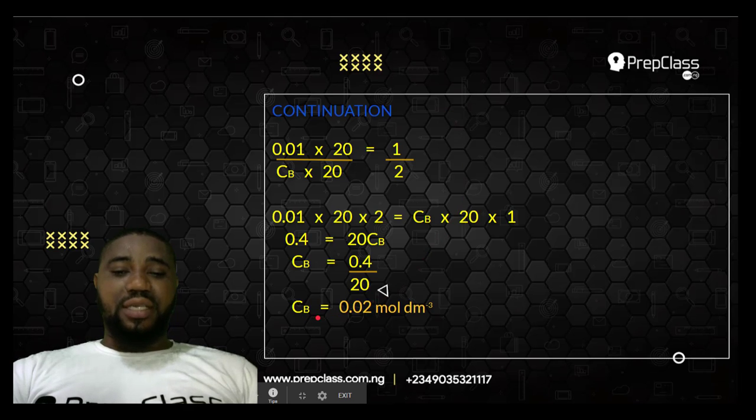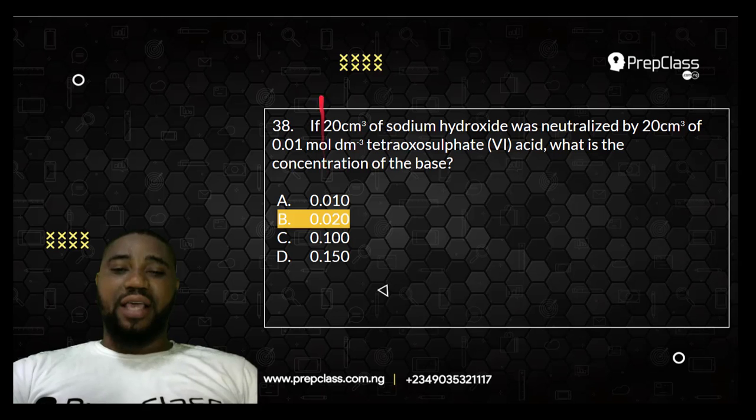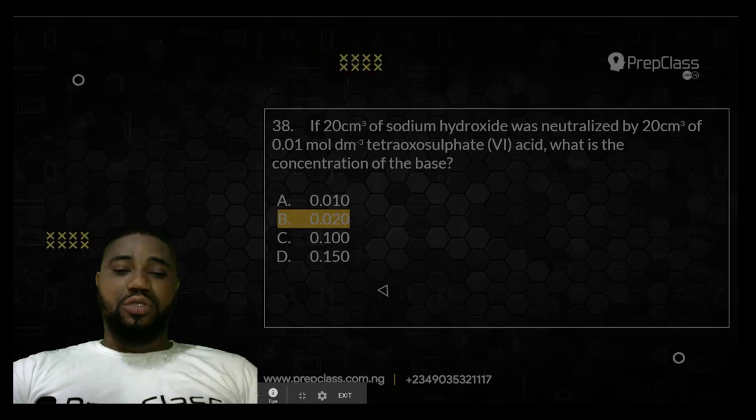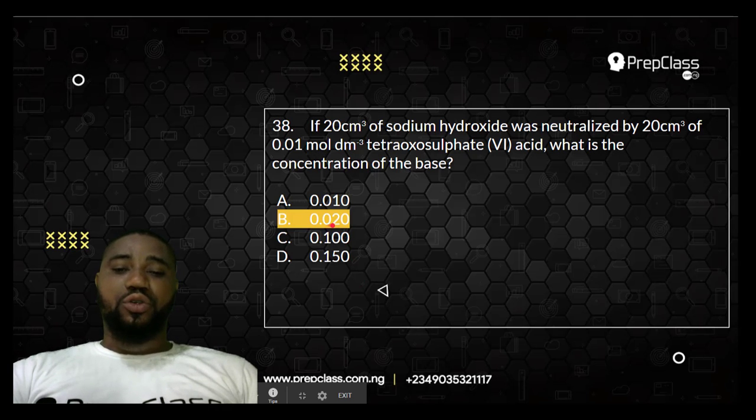Okay, so your answer CB is 0.02 moles per dm cube. So the correct answer here is B. We got 0.02 moles per dm cube, and I have 0.020. It's the same thing. 0.02 moles, 0.02 is the same thing. So this is the answer. Option B is the correct answer.